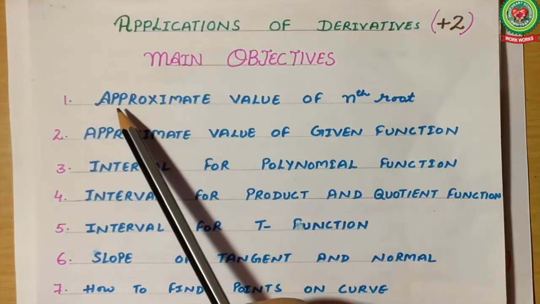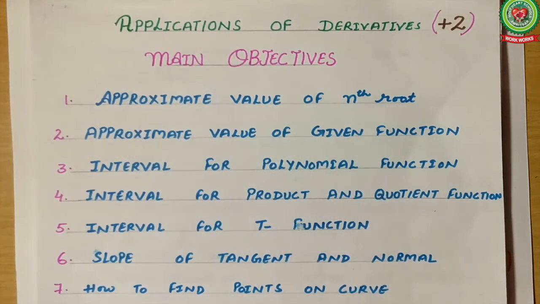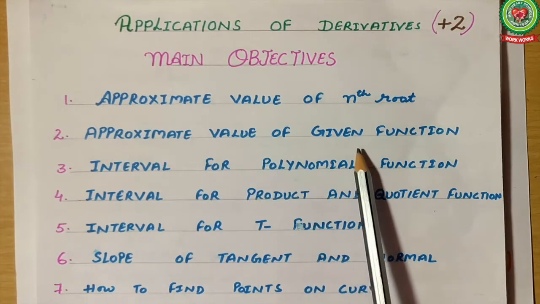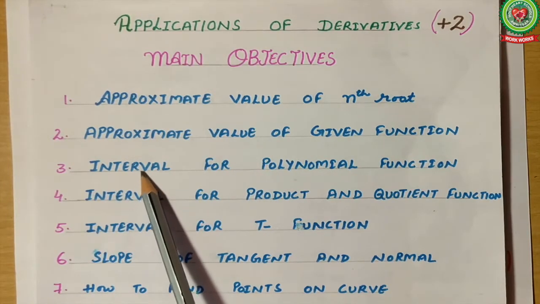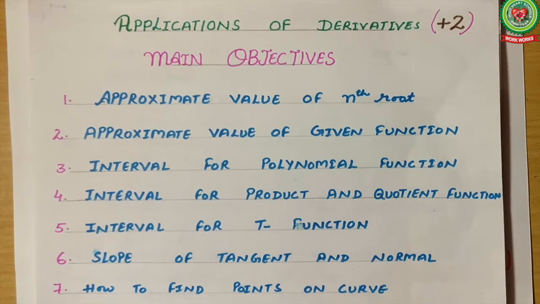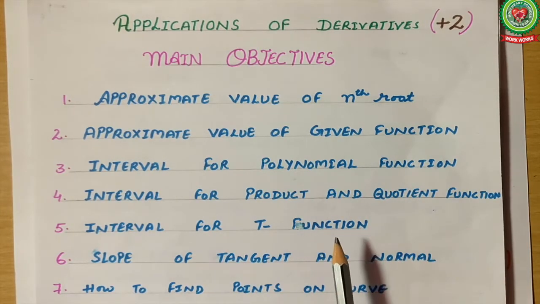In this chapter we have learned how to find the approximate value of an nth root by using differentiation. Then we learned how to find the approximate value of a given function using differentiation. In our previous session we started how to find the increasing and decreasing intervals when polynomial functions are given. In continuation with this topic, today we will learn how to find the increasing and decreasing intervals when product and quotient functions or any T functions are there. T functions means trigonometric functions.